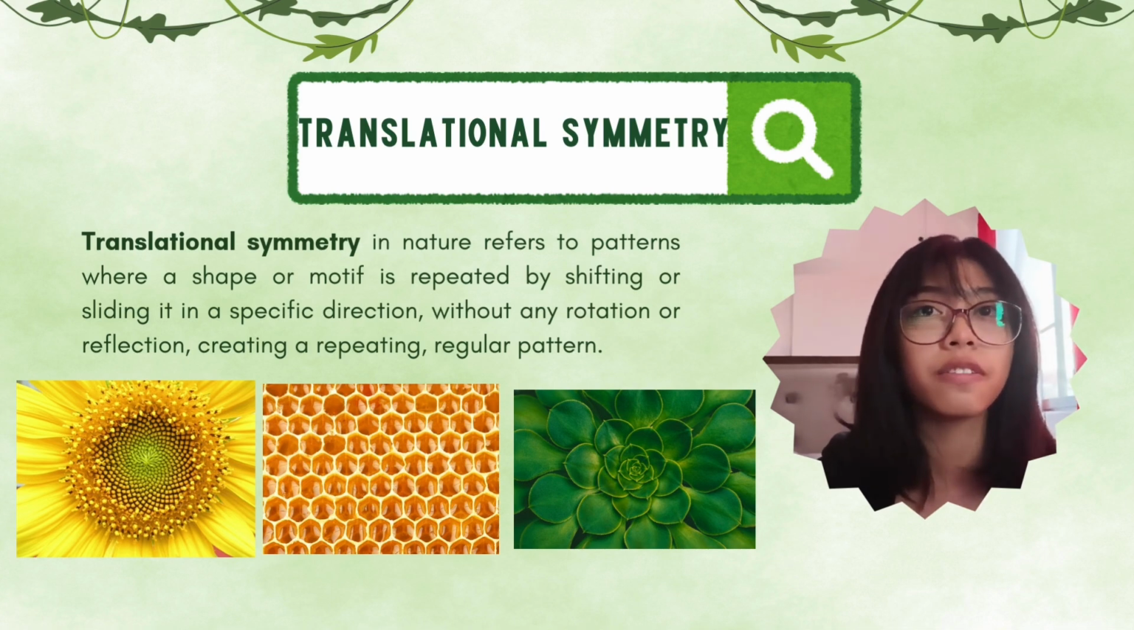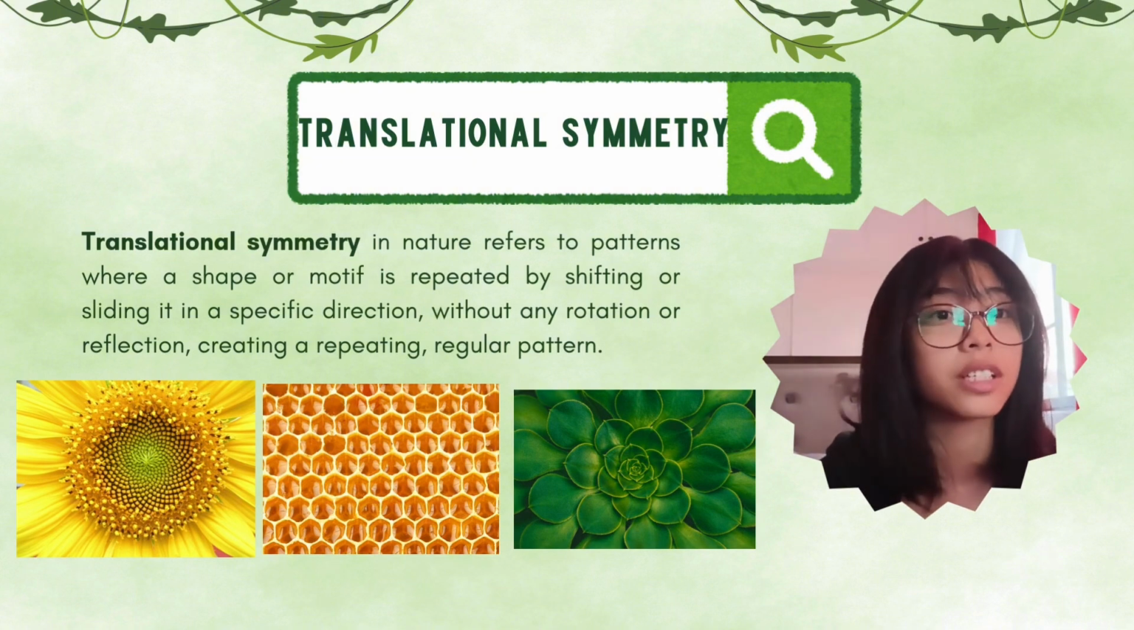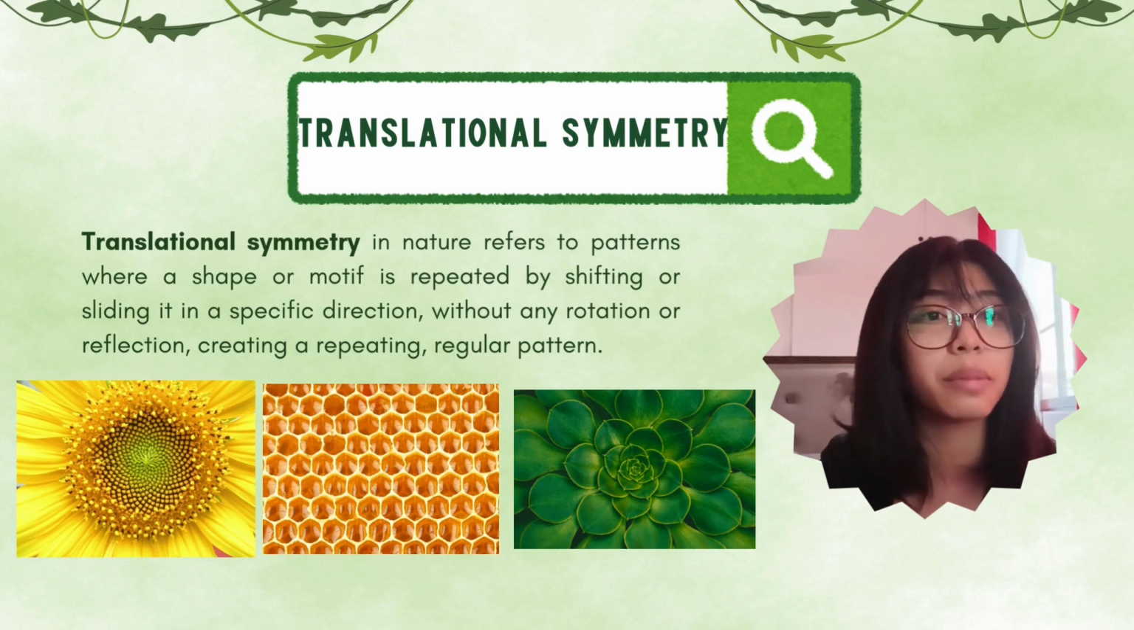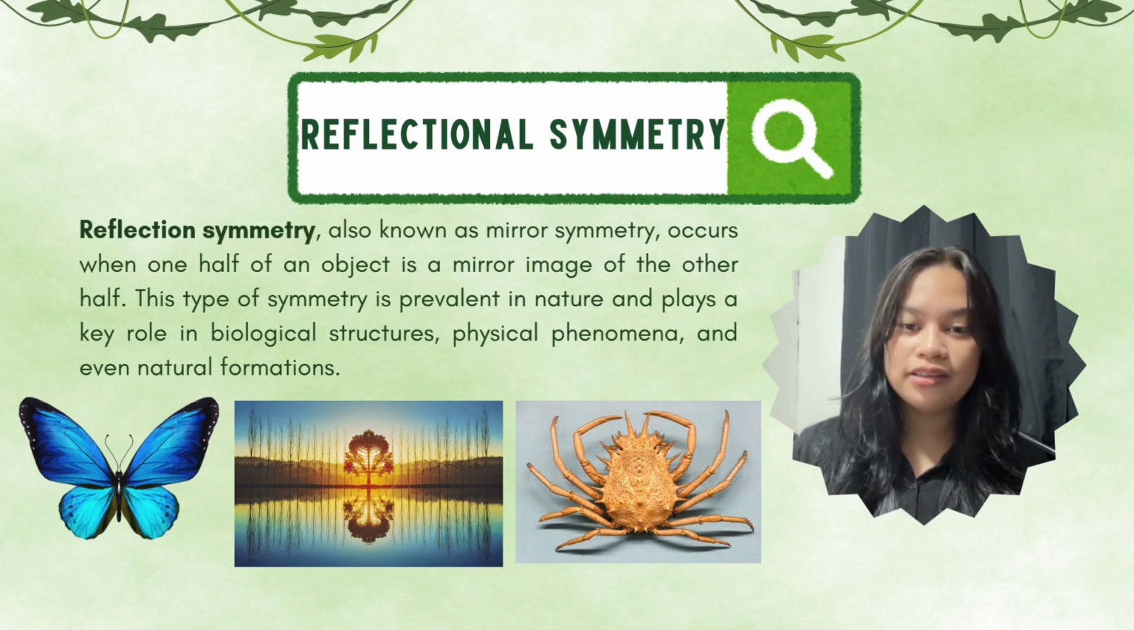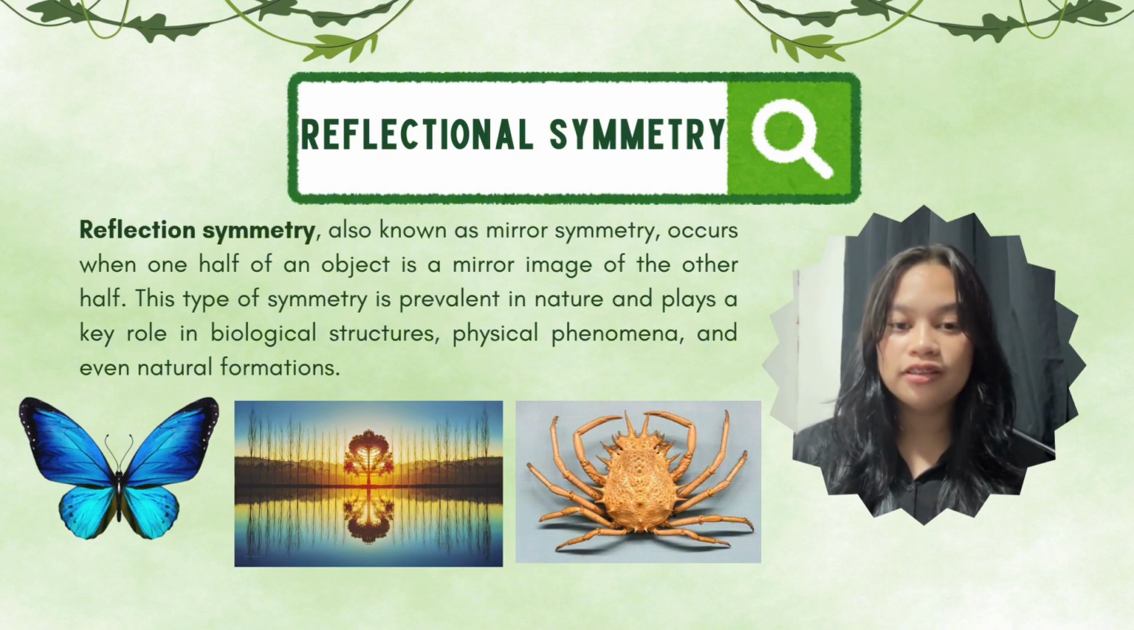Snakeskin patterns and fish scales also display translational symmetry, where identical shapes repeat seamlessly along the animal's body, providing both protection and camouflage. An object exhibits reflectional or mirror symmetry if one half of it is a mirror image of the other. This is common in many animals and plants, like the bilateral symmetry in the body of humans, butterflies, and starfish.